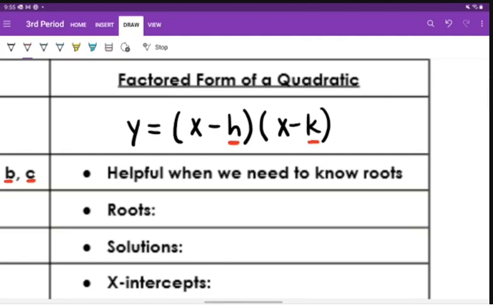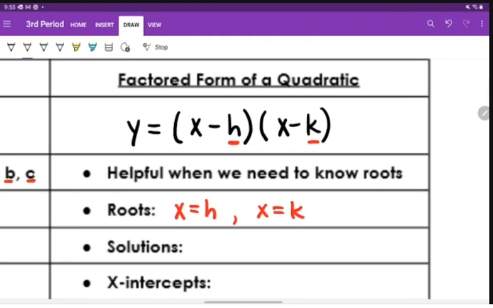And the reason we care about the factored form is because the factored form is very helpful when we want to know roots. And maybe you guys will remember last week in class we did a Kahoot together where we did like 20 questions in a row where we had functions that looked like this and we had to find the roots. And you guys were so fast. You were answering those questions in like 5 seconds because we found a little pattern. Here's the pattern. Our roots are going to be at x equals h and x equals k.